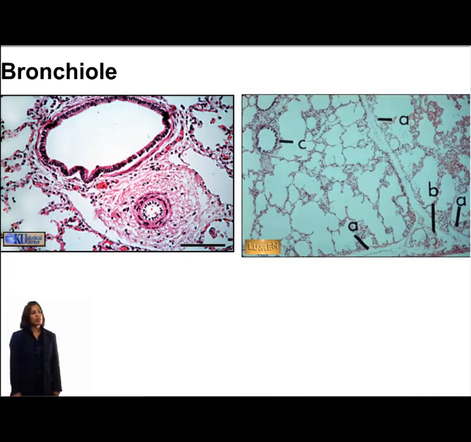Moving on to another slide of a bronchiole. You see a small bronchiole in the right image and a larger one in the left. But again, in both these images, what you notice is that the lumen is complete, the lining is not interrupted, and you have a good coat of smooth muscle surrounding the lining. Notice the little arteriole below the bronchiole in the left image.